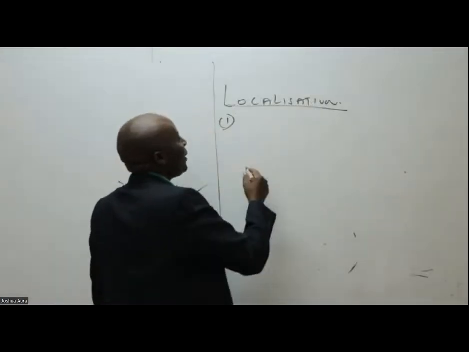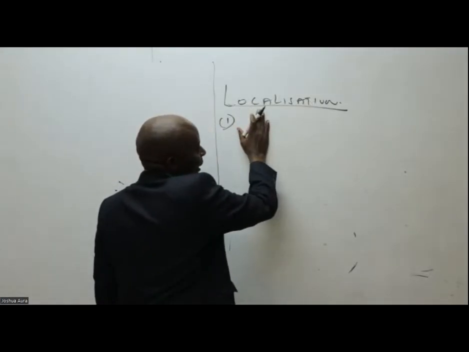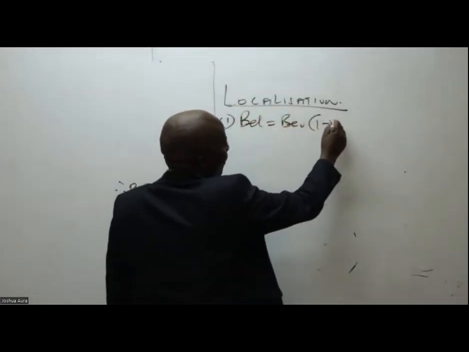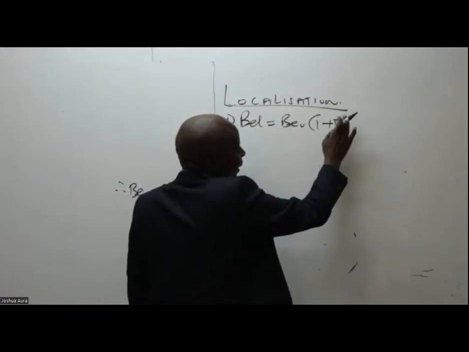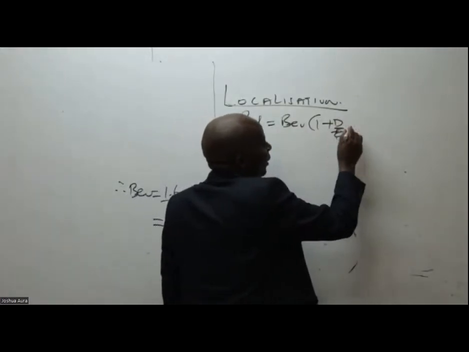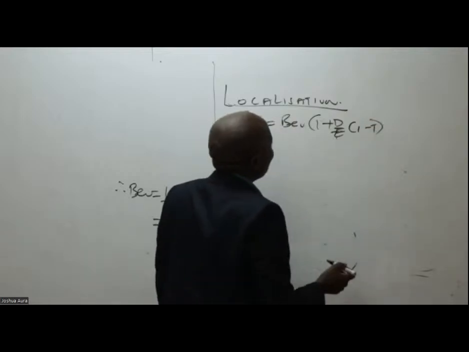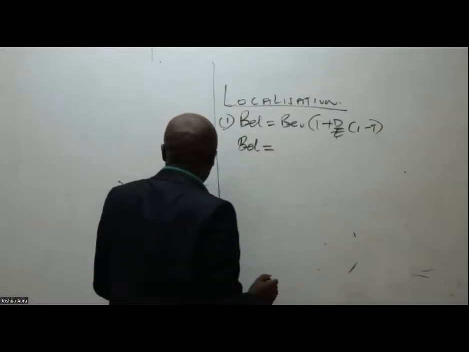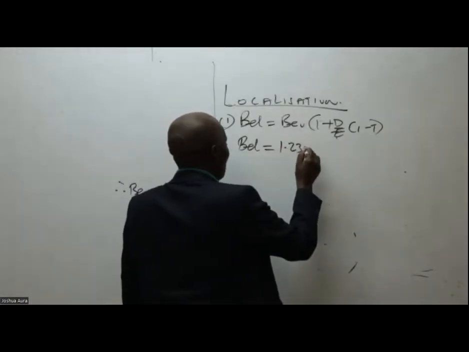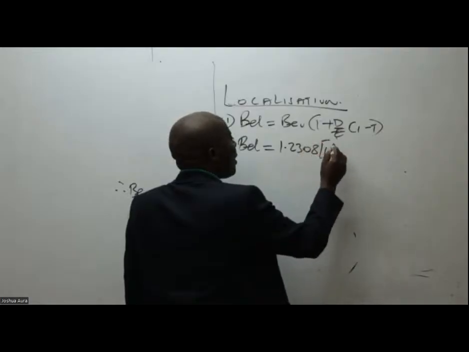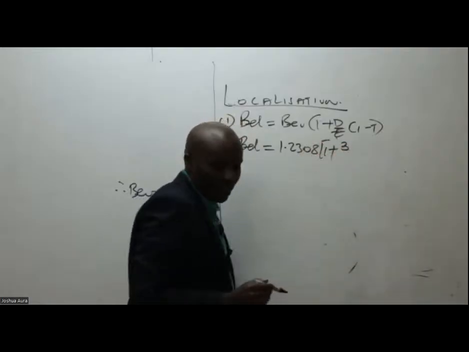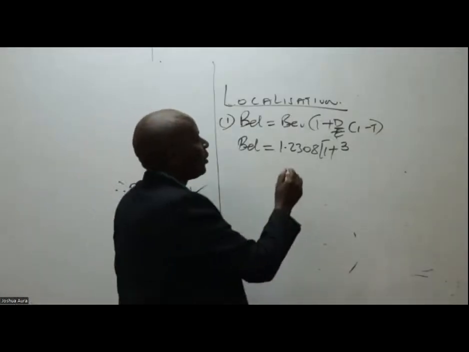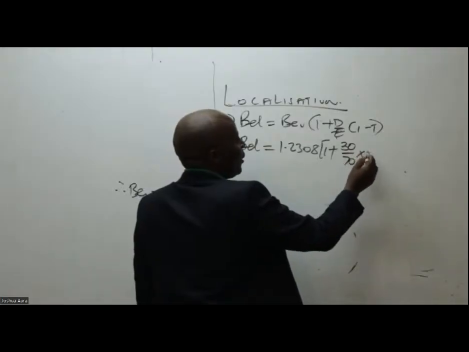So localization is normally done using Hamada's model. We know that BEL should be equal to BEU into 1 plus debt over equity into 1 minus T. So in this case my BEL localization will be equal to BEU that I have here, 1.2308, into 1 plus debt over equity. In Roman 1 it is 30 debt, 70 equity, and then 0.7.